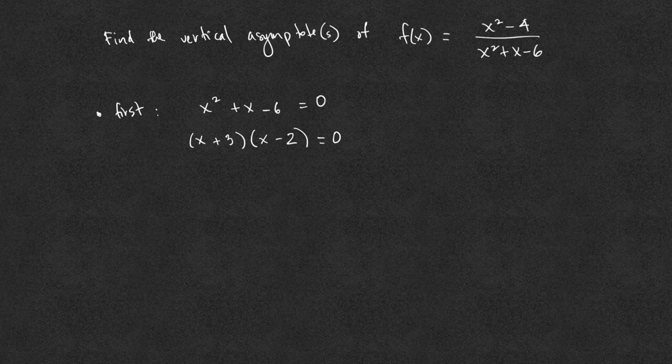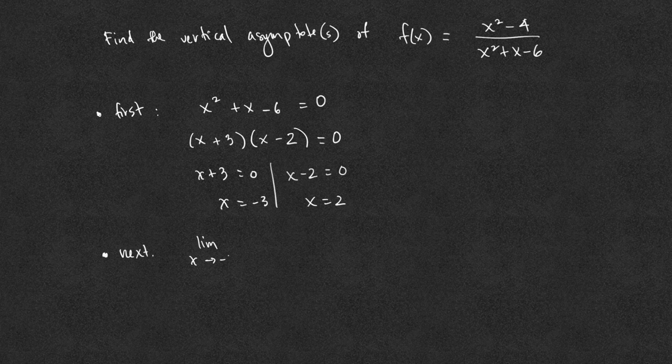Right? So we use the zero product property to set each of the factors equal to 0. We get x equals -3 and x equals 2. And so potentially there are two vertical asymptotes, but that is not enough. Next, we would need to check the limit at each of the zeros. And we only need to check the one-sided limit.